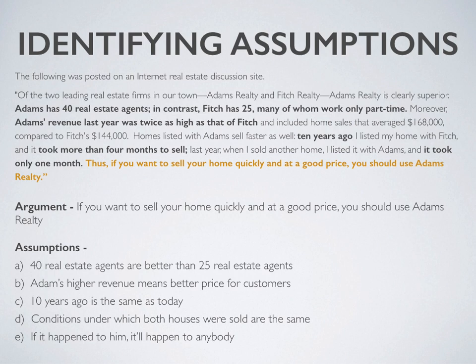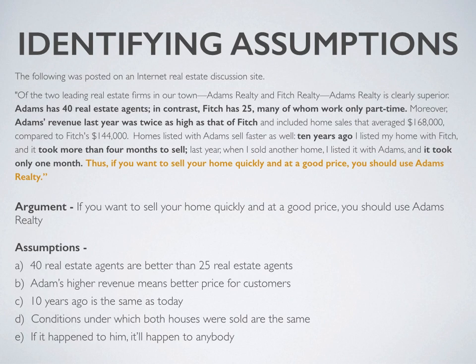The author also talks about the average home sale values for Adams and for Fitch. And he shows that the average home sale value for Adams is much higher than that for Fitch, which again is supposed to imply that Adams is superior in quality. Again, this is an incorrect assumption because there is no evidence to support that $144,000 is because of lesser quality or because of inferiority as compared to Adams. It might be possible that Fitch deals with smaller sized homes, which is why their average home sale is lesser than that of Adams. It's possible, and the author makes an assumption that it's because of higher quality.